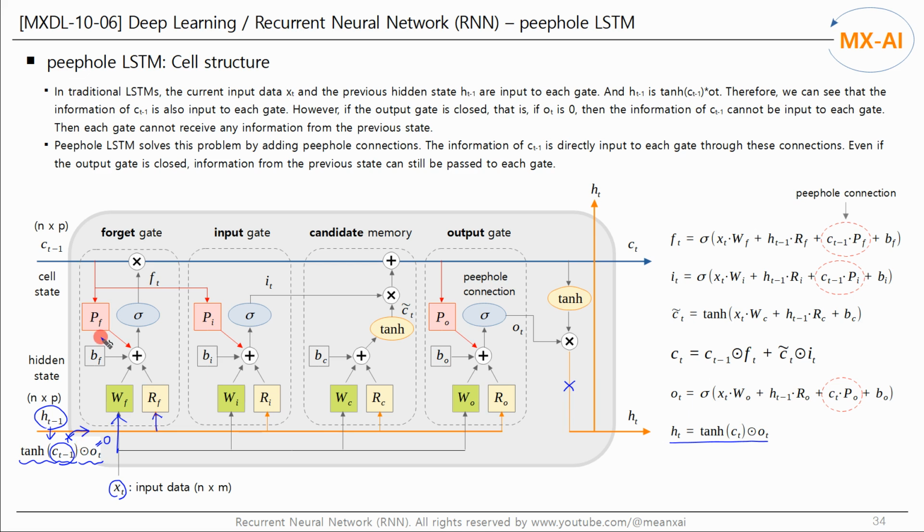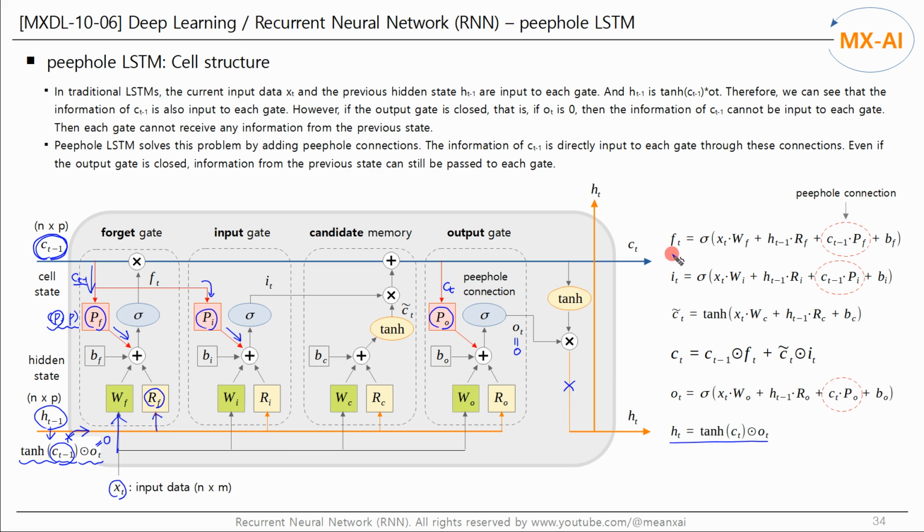Peephole LSTM solves this problem by adding peephole connections like this. The information of ct-1 is directly input to each gate through these connections. Even if the output gate is closed, information from the previous state can still be passed to each gate. The matrices Pf, Po are also trainable parameters that are multiplied by ct-1 or ct, just like Wf and Rf. Each uppercase P is a lowercase p by p matrix, just like the matrix R. p is the number of hidden units.